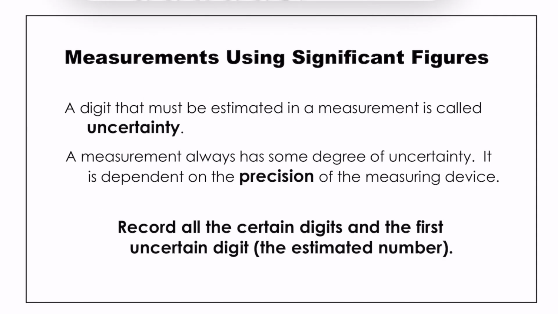So the way we correctly measure things using measuring devices is we read all the certain digits and then we read one more uncertain number in the measuring device. And that kind of doesn't make sense. Like, how do you measure something that you're not sure of? What I mean by not sure of is you're just going to estimate the last number. And this is important because it tells scientists how many numbers your measuring device could measure.